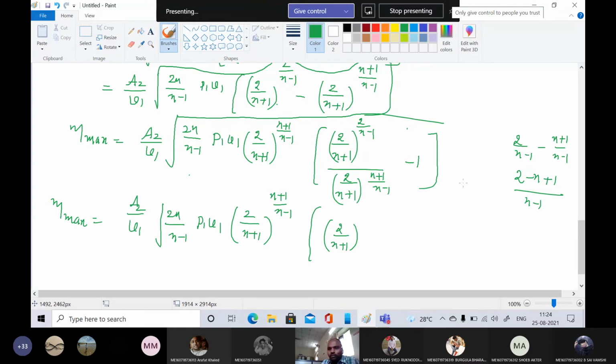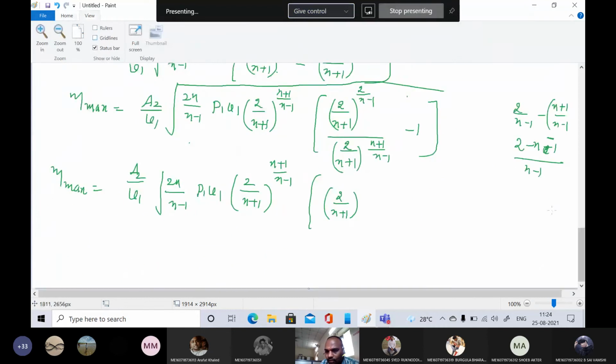Yes, sir. n minus 1, 2 minus n. 2 minus n, this will be minus 1, right? Because minus is common, minus is for the whole. 2 minus n minus 1. Okay. That is equal to 1 minus n by n minus 1. So that is equal to (1 minus n by n minus 1) to the power minus 1.